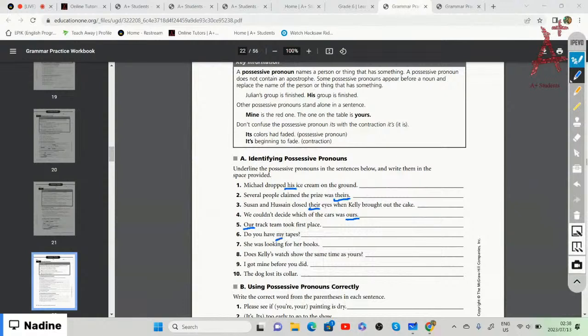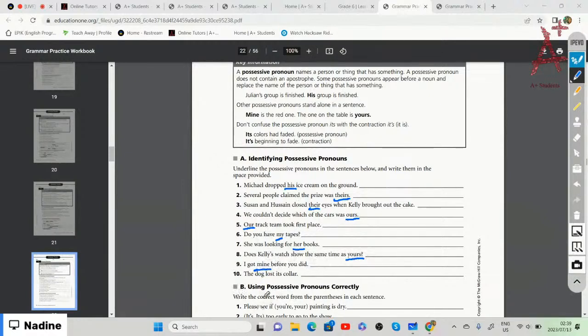She was looking for her book, right? So whose books was she looking for? She was looking for her books. Does Kaylee's watch show the same time as yours? "Yours" is the possessive pronoun. And I got mine before you did. Right? So "me" or "mine," this belongs to me.